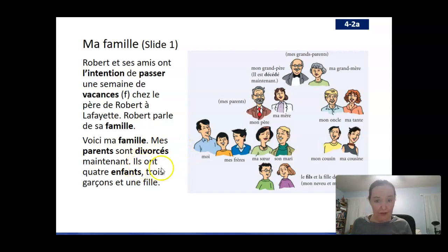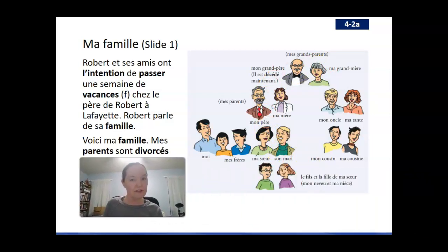Ils ont, they have, 4 enfants. They have 4 children. 3 garçons et une fille. 3 boys and 1 girl. So you can see here all the names of the family members. I'll move myself out of the way for this.